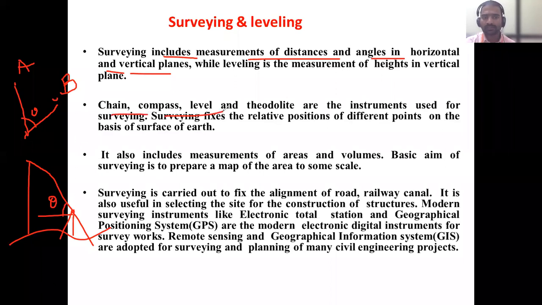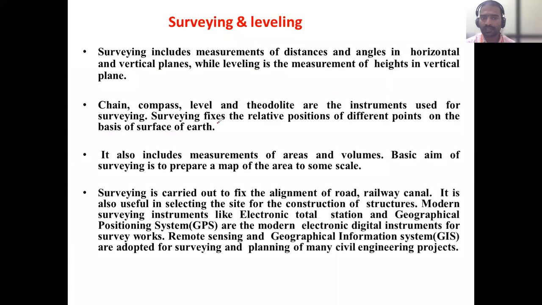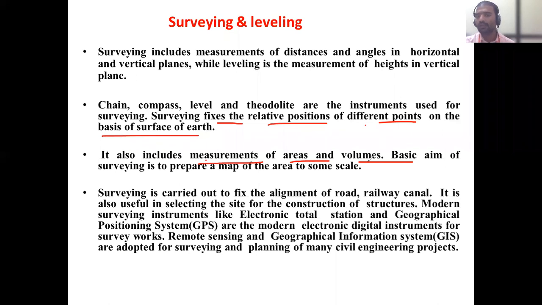Chain surveying, compass, leveling, theodolite are the instruments used for the surveying. Surveying fixes the relative position of the different points on the surface of the Earth. Okay, from this surveying the points are fixed. अभी railway point एक रहता, bridge point रहता. Okay, the point is fixed with the help of surveying. It includes measurement of area, volume.